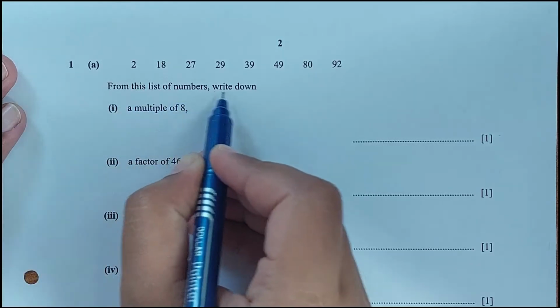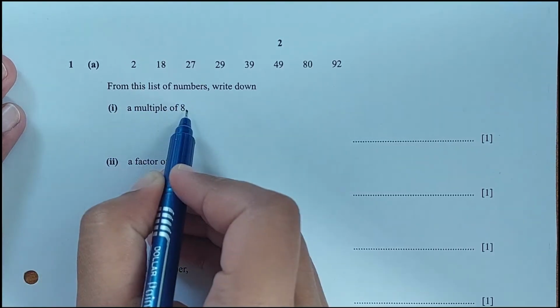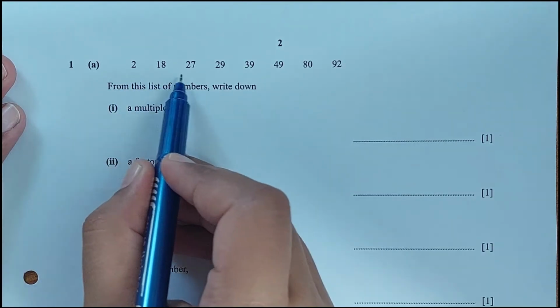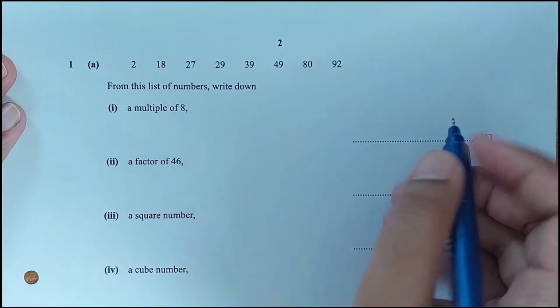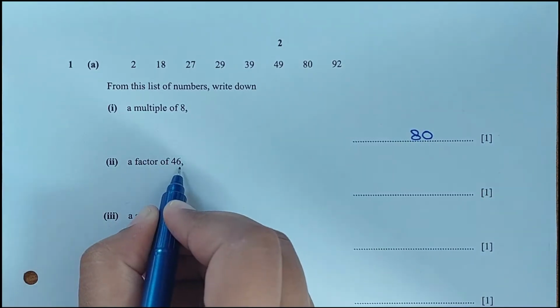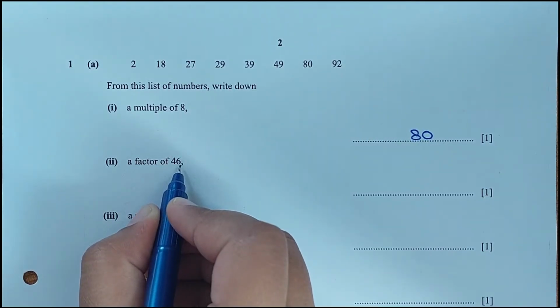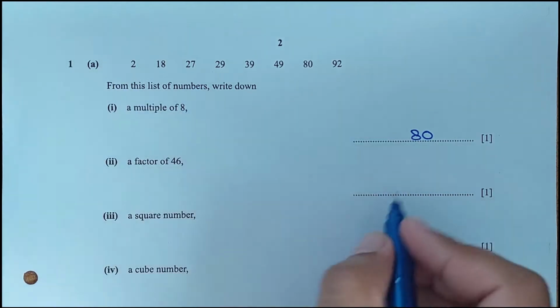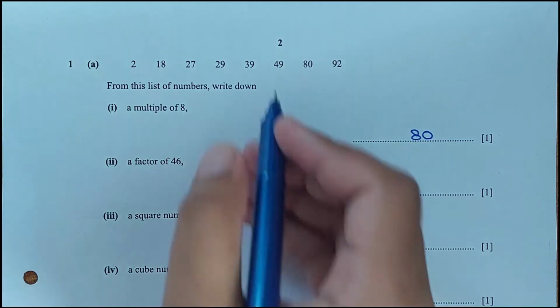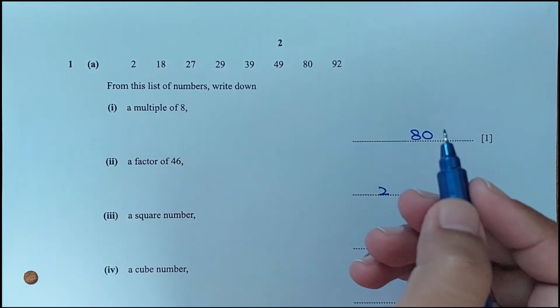From this list of numbers, write down a multiple of 8. A multiple of 8 is 80. Yes, 80 is a multiple of 8. A factor of 46, the number which divides 46: 2 is a factor of 46. The list is 18, 27, 29, 39, 49, 80 and 92.